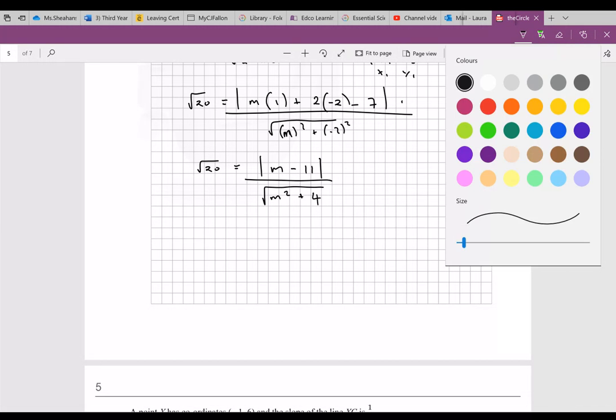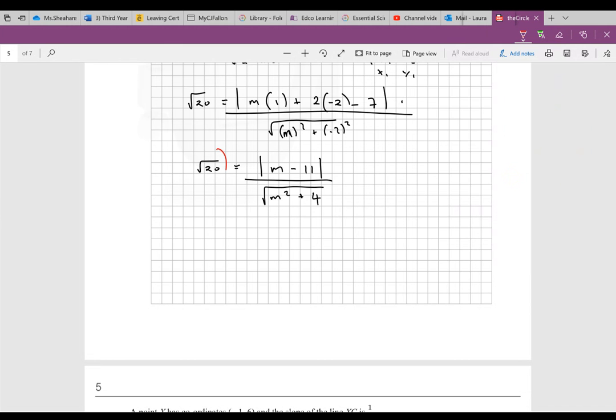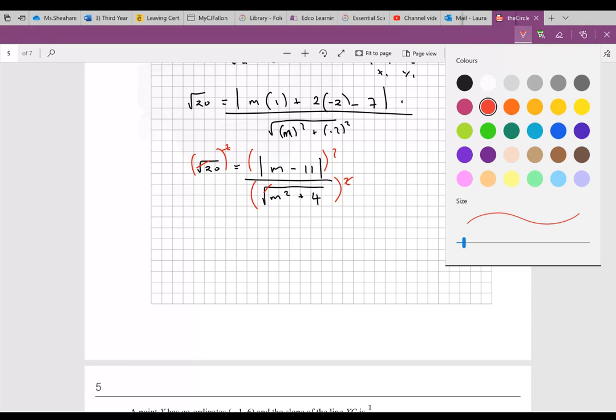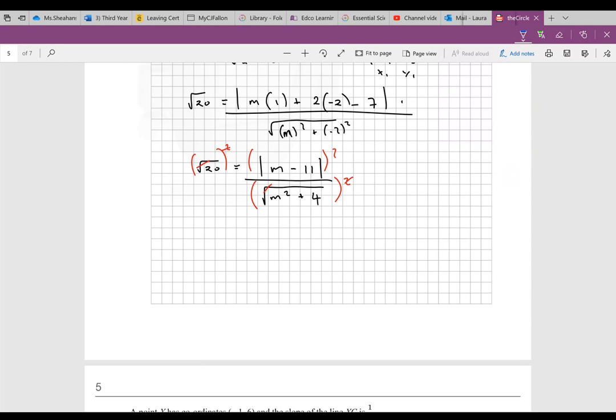At this point, I have square roots that I'd like to get rid of. So I'm going to square absolutely everything. That will get rid of that. That will get rid of that. And at this point now, I've got 20 is equal to m minus 11 squared. I know that this is definitely positive because it's squared, so I can get rid of the modulus. Over m squared plus 4. Okay, I then want to remove my bottom line. Generally, don't work with fractions. What I do to one side, I do to the other.